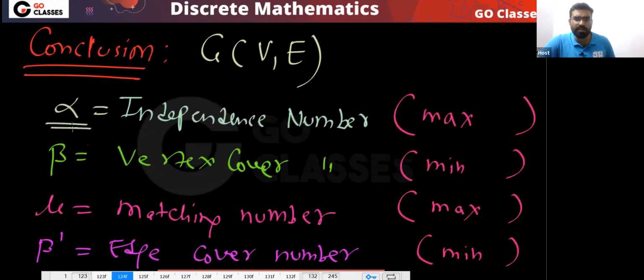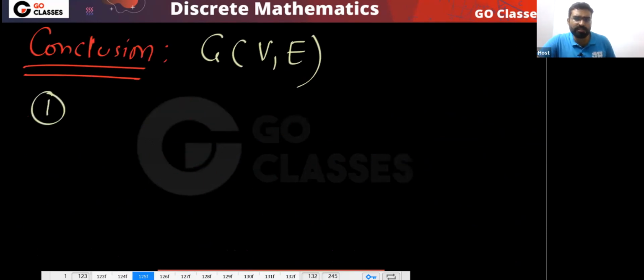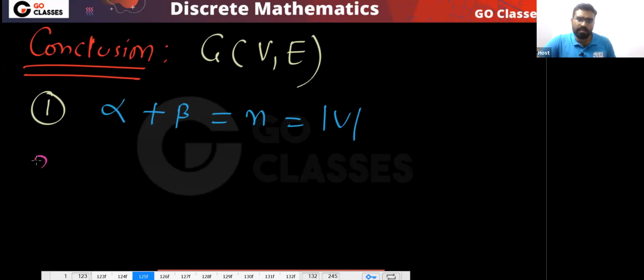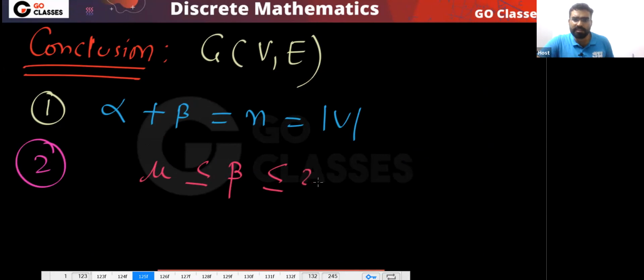So what was the summary? You can notice independence number and all these things we have seen. So this is the summary. The first summary is alpha plus beta, and this is equal to the number of vertices. Alpha plus beta is equal to the number of vertices. Next, the second relation that we have seen is that beta is greater than or equal to the matching number, and that is less than or equal to twice the matching number.